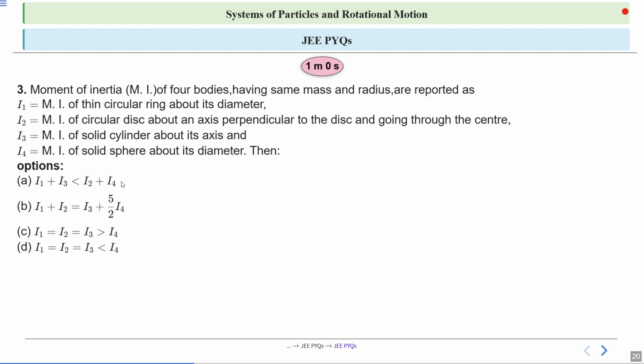Then which option is correct? Given options: option A, I1 plus I3 is less than I2 plus I4. Option B, I1 plus I2 is equal to I3 plus 5/2 into I4. Option C, I1 equal to I2 equal to I3 greater than I4. And option D, I1 equal to I2 equal to I3 less than I4. Alright, so which option is correct? Please solve this question. You have some time.